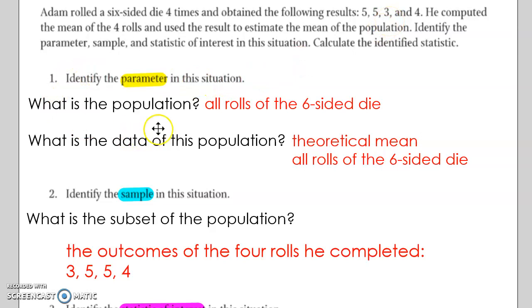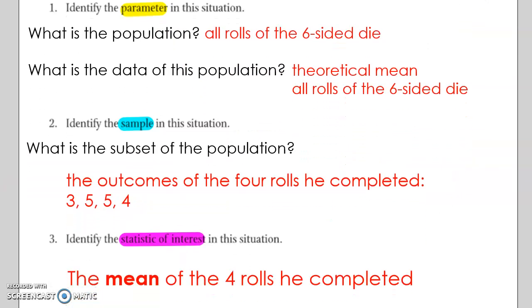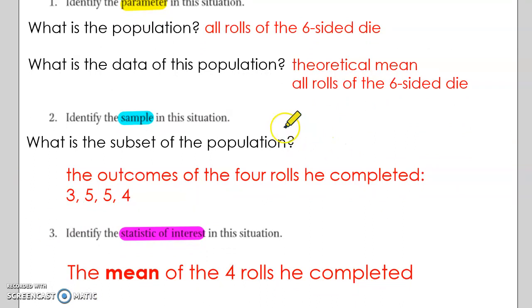The population is that Adam could have kept rolling the die and he could have gotten a 1 or a 6. And then if you reread the problem, they are asking for the mean. So the parameter is going to be calculating the mean for all of the rolls on a six-sided die. The sample is again the subset of the population. The sample consists of the 4 rolls that Adam got.